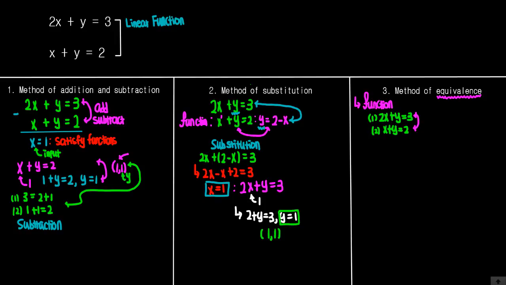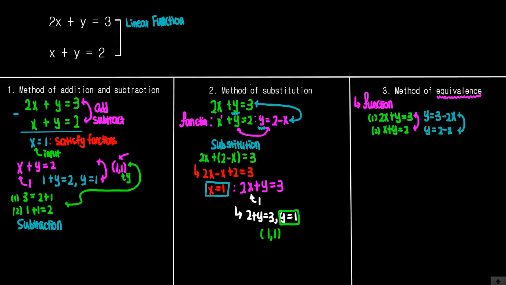So if we convert the first one into a function, by moving every other term to the right side and keeping the y value on the left side, we're going to get y is equal to 3 minus 2x. The second one is going to be y is equal to 2 minus x. All we did is convert every single equation into some specific function.